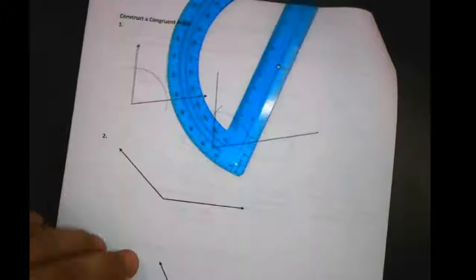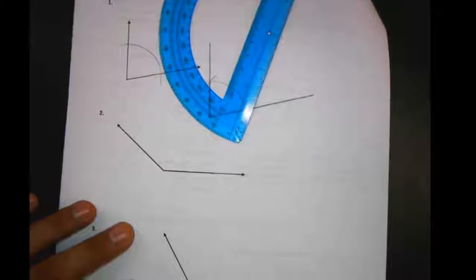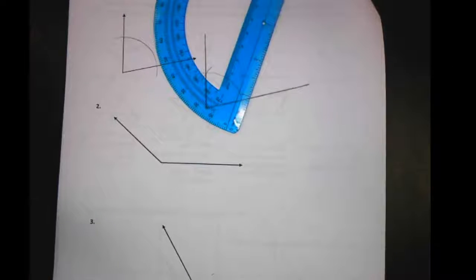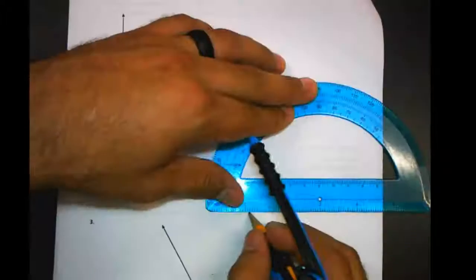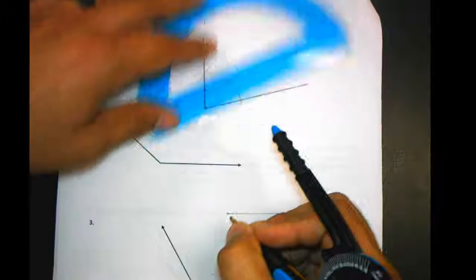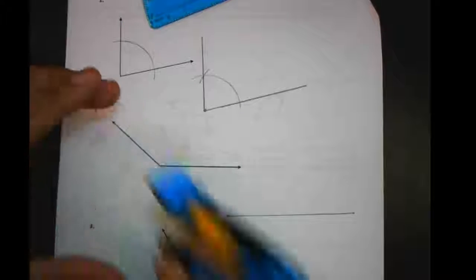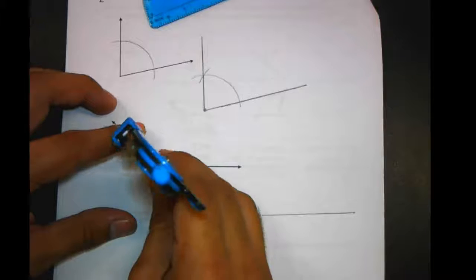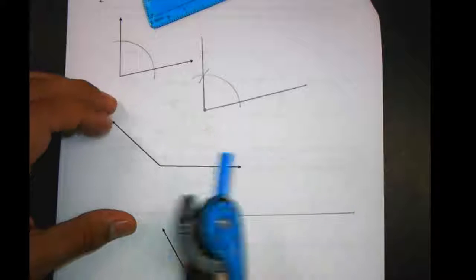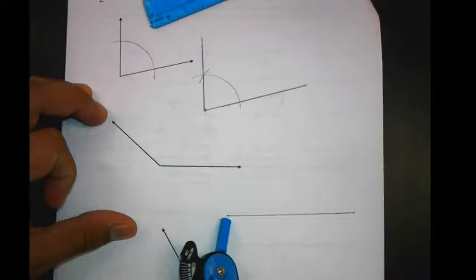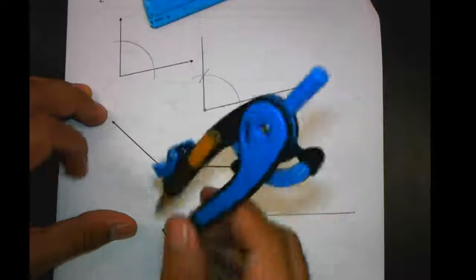So, if you don't remember, it's on the other side of this page, but your first step when you copy an angle is to draw a segment, put a point. Okay. The second step is to draw an arc on both this angle and then over here at this new vertex.